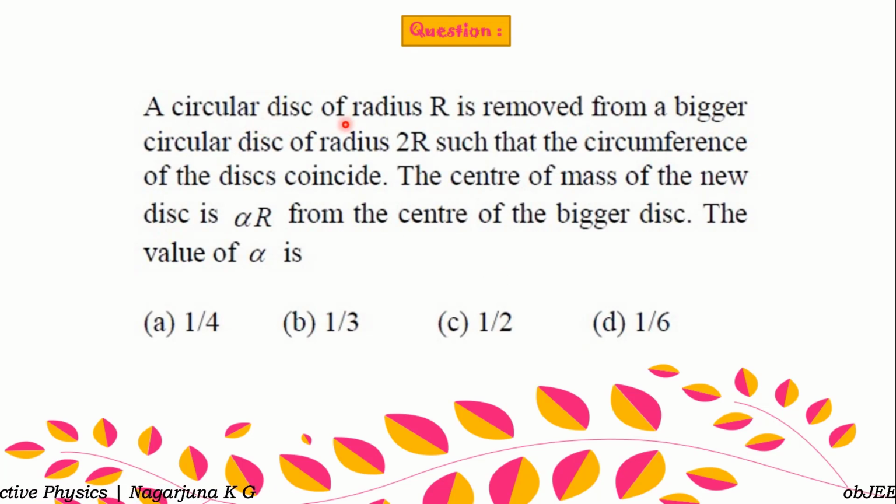A circular disc of radius capital R is removed from a bigger circular disc of radius 2R such that the circumferences of the discs coincide. The center of mass of the new disc is alpha into capital R from the center of the bigger disc. The value of alpha is?